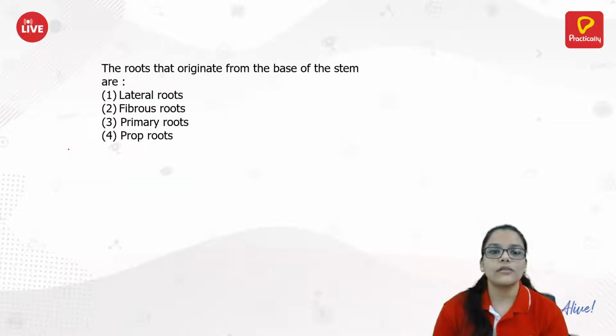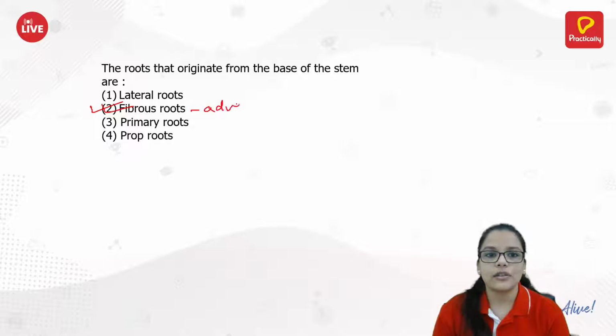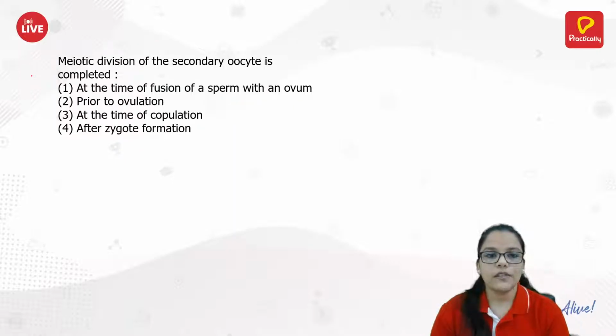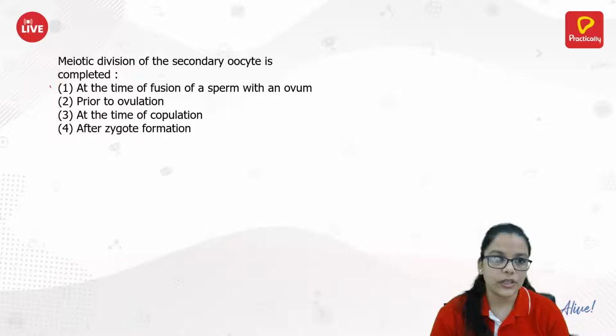The roots that originate from the base of the stem are fibrous roots. Any kind of adventitious roots come from any part of the body. Meiotic division of the secondary oocyte is completed at the time of fusion of sperm with an ovum, prior to ovulation, at the time of copulation, or at the time of zygote formation. The answer is the time of fusion of sperm with an ovum.